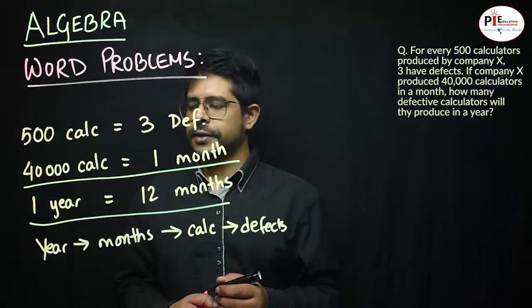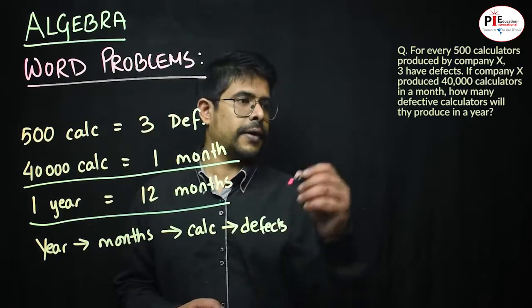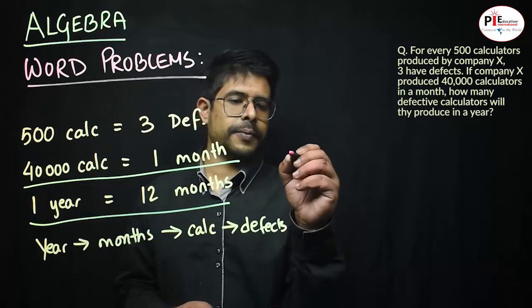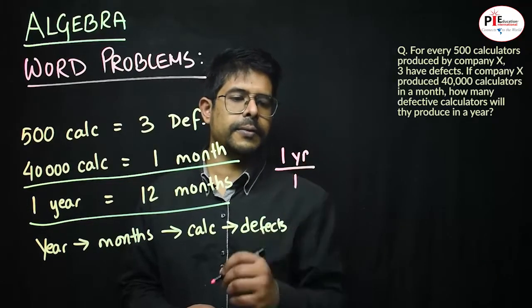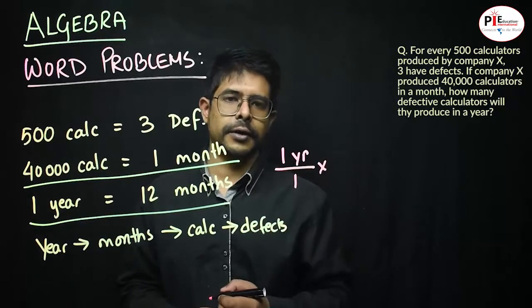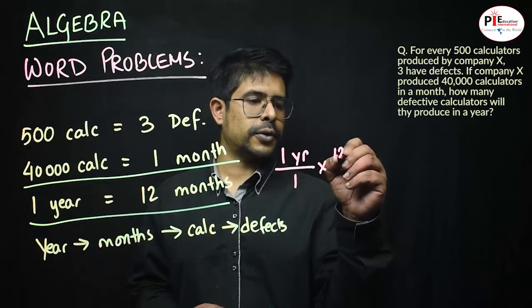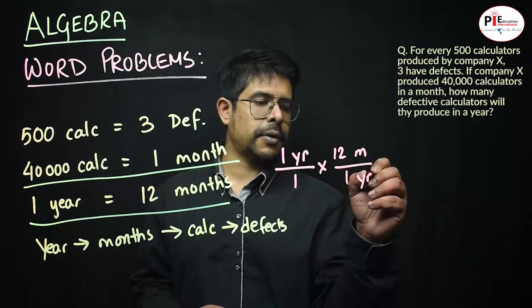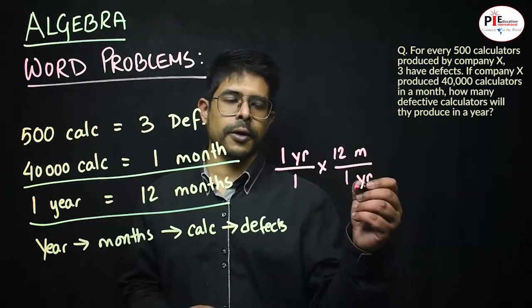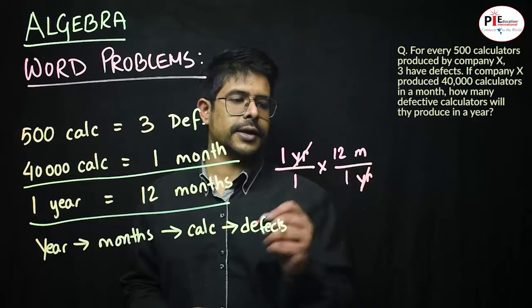First things first, we have to calculate how many months are there in 1 year. So we are going to do 1 year by 1, and we're going to convert them into months. So we have 1 year equals 12 months. We're going to put 12 months on the top and 1 year at the bottom. Why did I put year at the bottom? Because I want to cancel out the year units. So the year units are cancelled out.